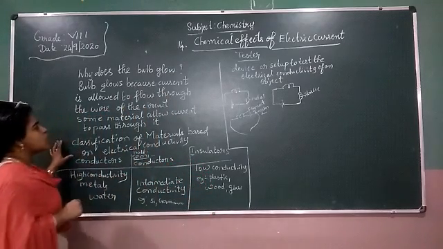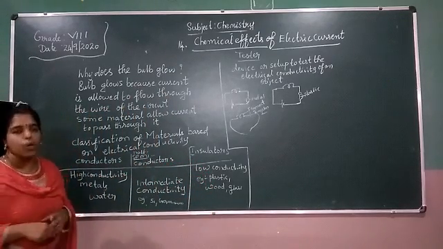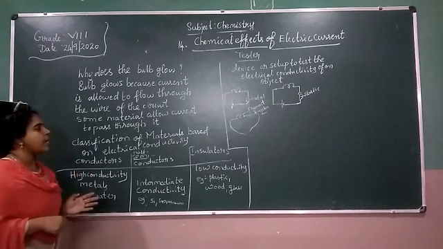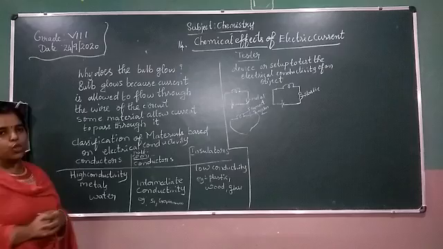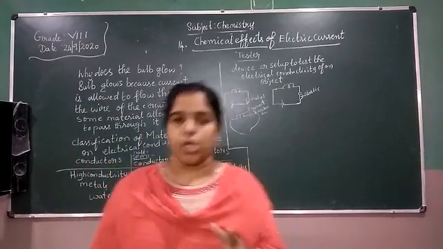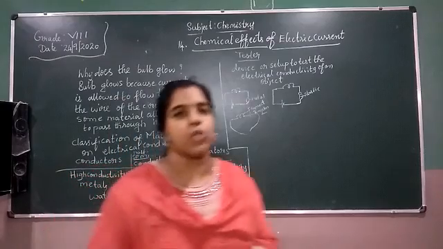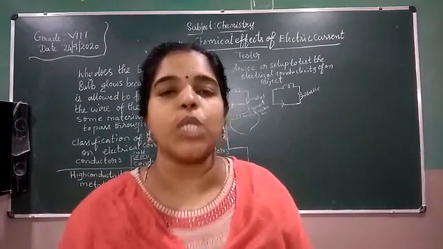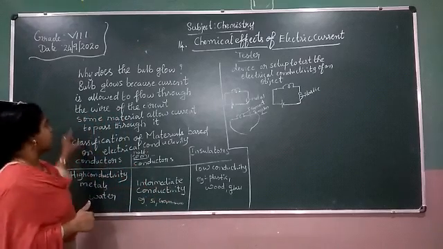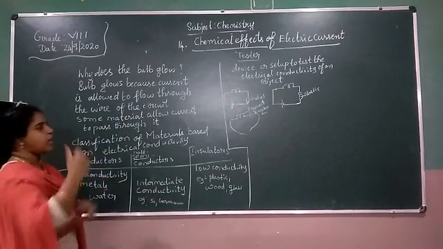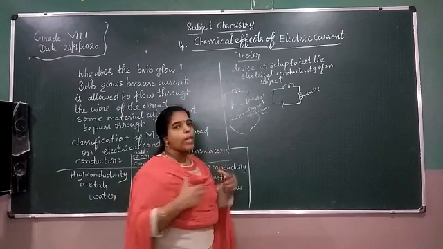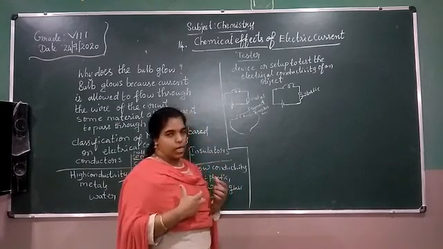Your bulb glows because current is allowed to flow through the wire of the circuit. Some materials will allow the current to pass through them. Some materials do not allow the current to pass through them. Let's see which materials allow it and which will not. Before going to this, see children, your device tester: if you are using the tester, which material will go, which material will not go.